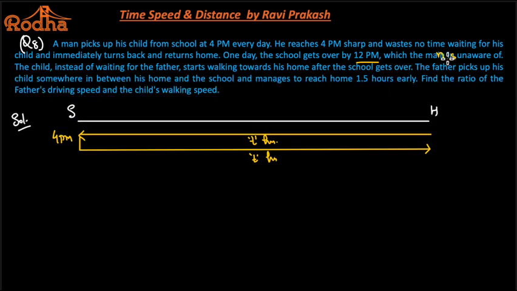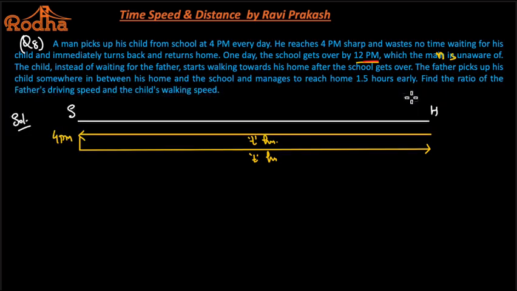The child, instead of waiting for the father, starts walking towards his home after his school gets over. The father picks up his child somewhere in between his home and his school and manages to reach home 1.5 hours early. Right? So on that day, school got over by 12 p.m. I don't know when school normally gets over, but this day it got over by 12 p.m. And the man is unaware of this. He left his home as usual. Take care.